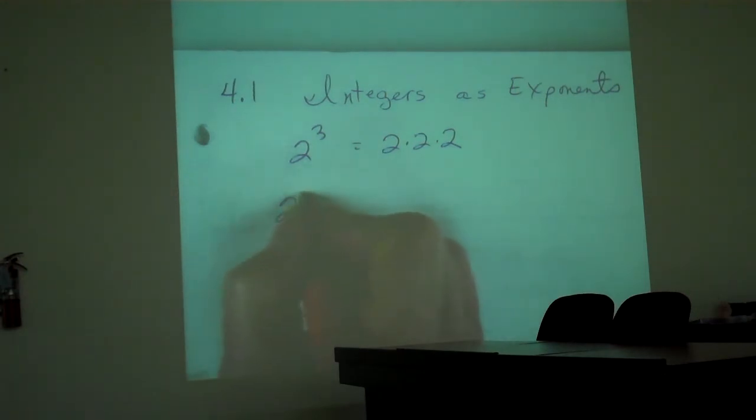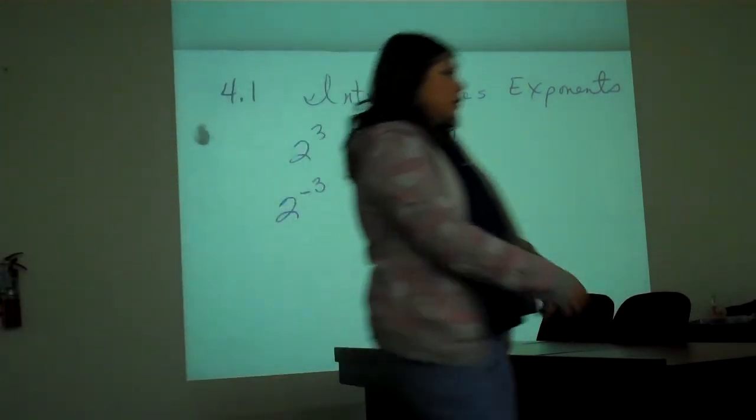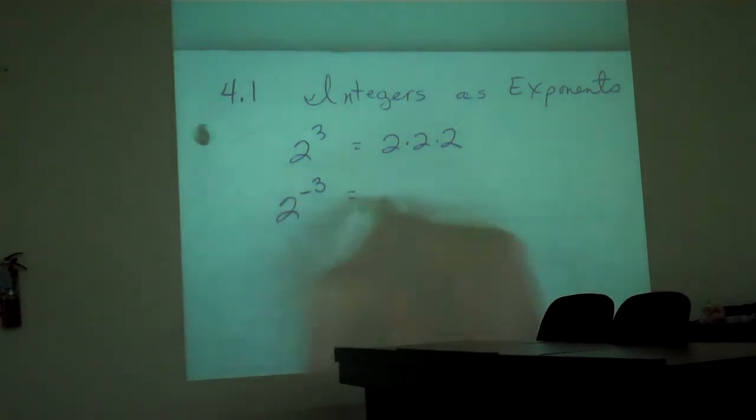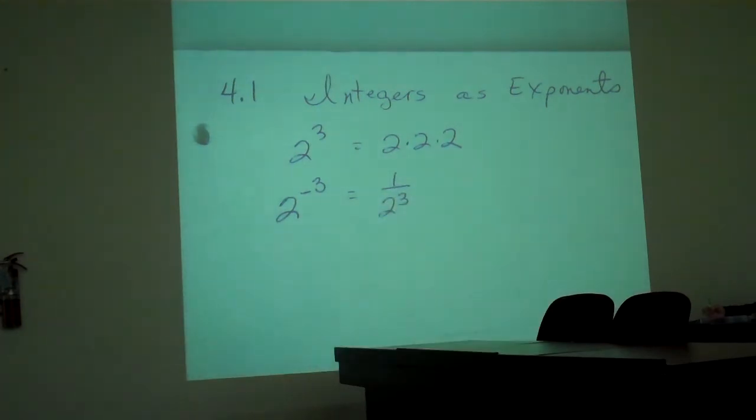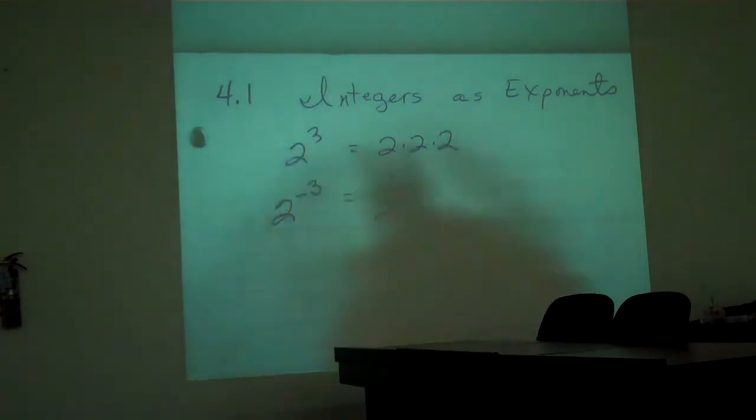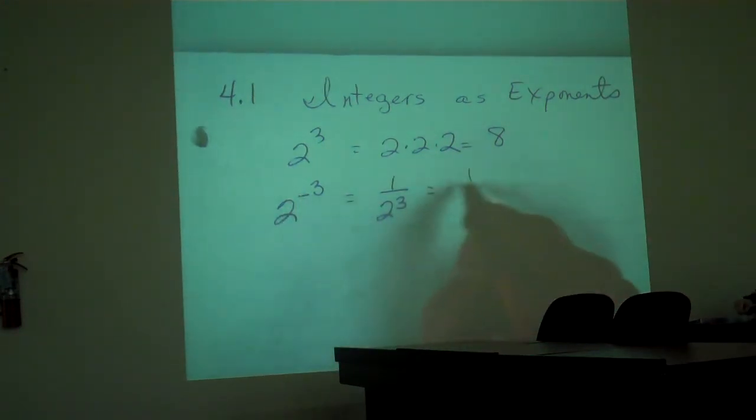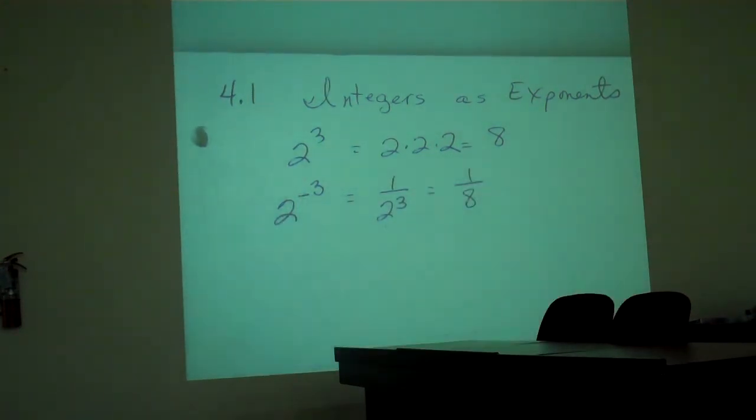2 to the negative 3 power means 2 to the third power is on the bottom, okay? It means 1 over 2 to the third power. So if 2 to the third power is 8, 2 to the negative third power would be 1 over 8. Okay?